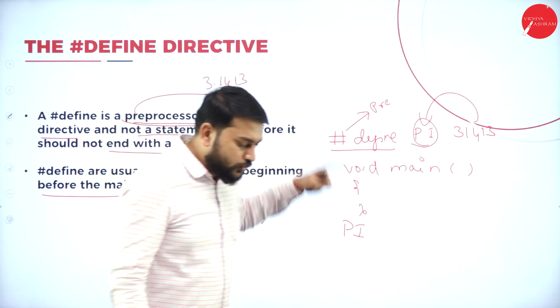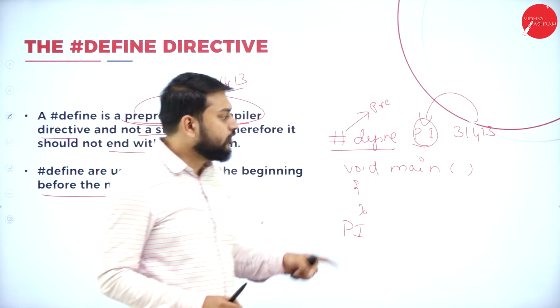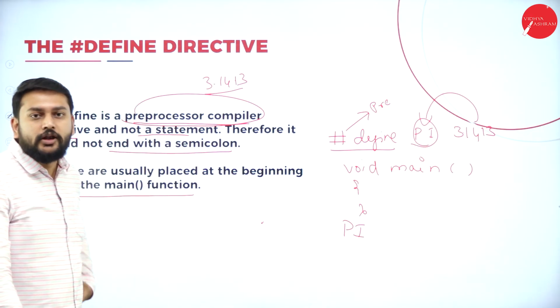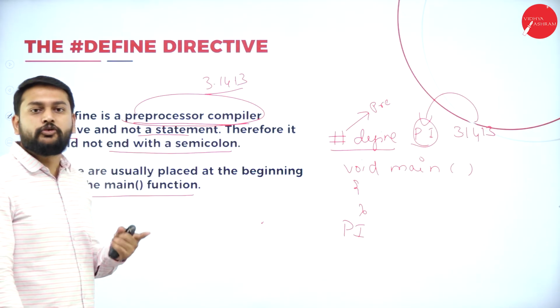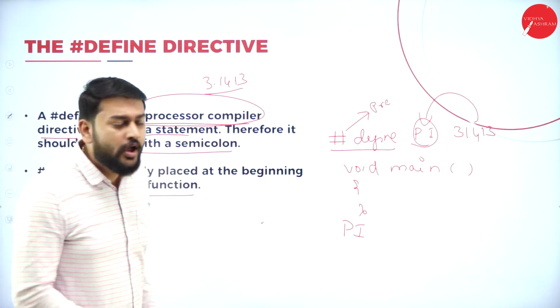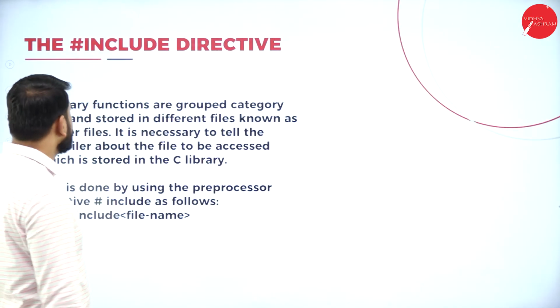So that's what you need to understand. With the help of hash define, you can define the PI value whenever you want, wherever you want. But it should be before the main function. That's what you need to understand. So fine, hash define aitu.